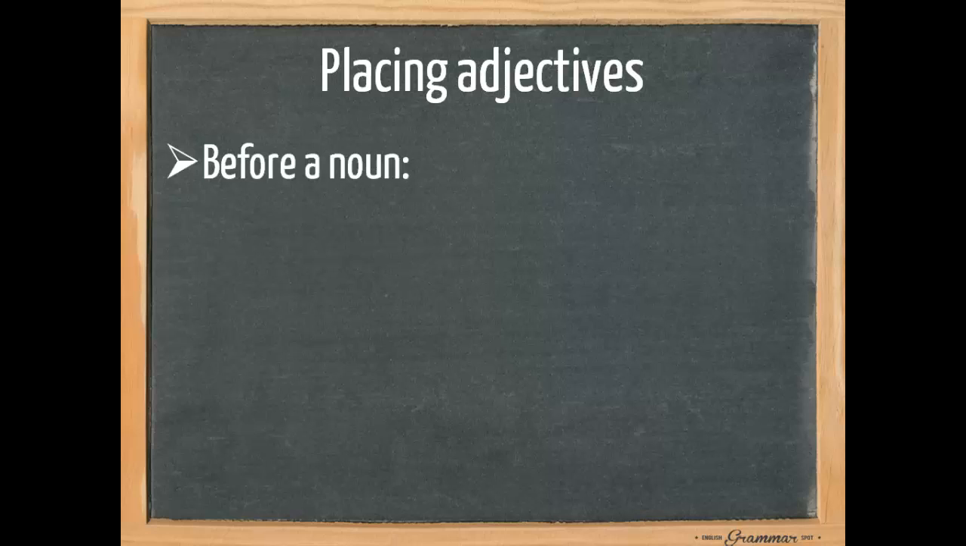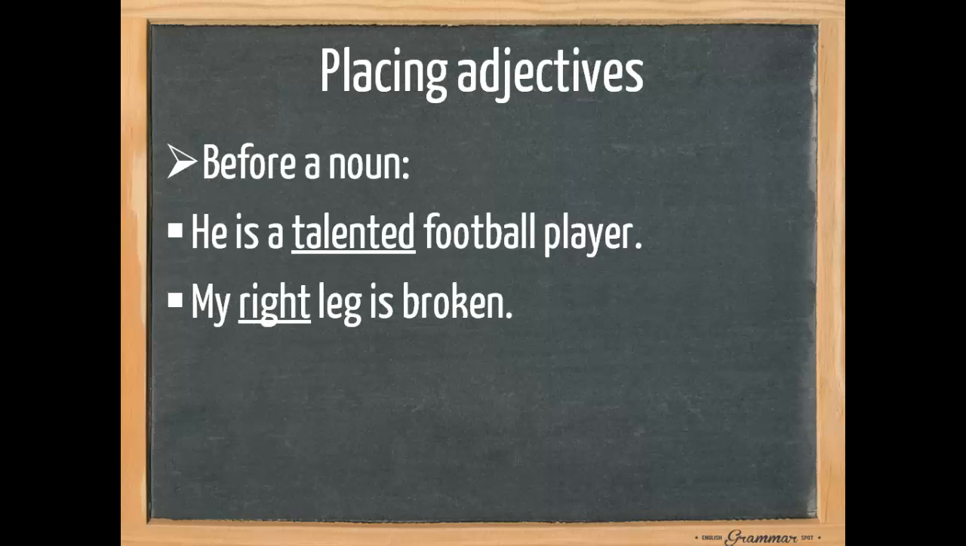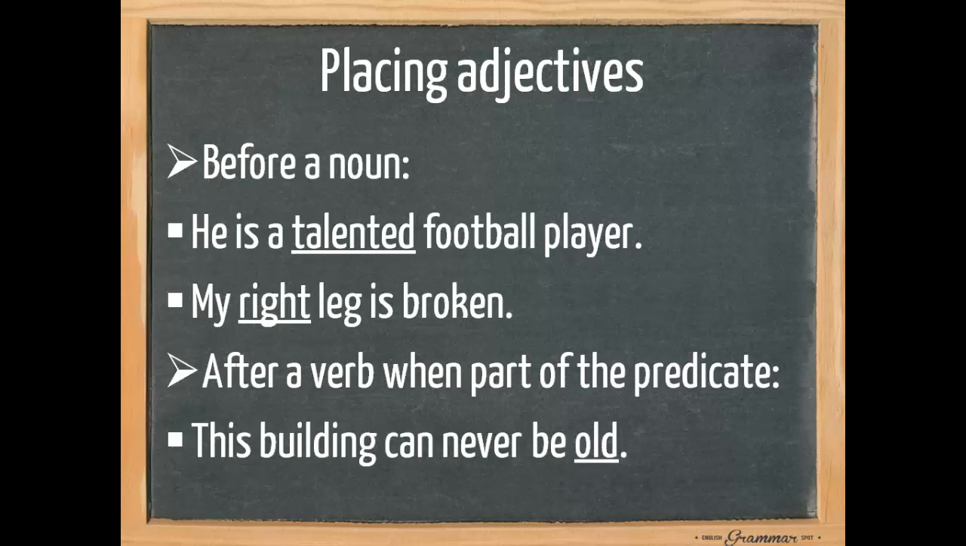Where do we place adjectives? We place adjectives generally before a noun. For example, he is a talented football player. My right leg is broken. Leg is the noun, right is the adjective. We place the adjective after a verb when it is part of a predicate. And a predicate are all the verbs in a sentence. For example, this building can never be old. Old obviously says something about the building, but because we have a predicate here, so several verbs, and it is part of the predicate, we put it at the end of the sentence.